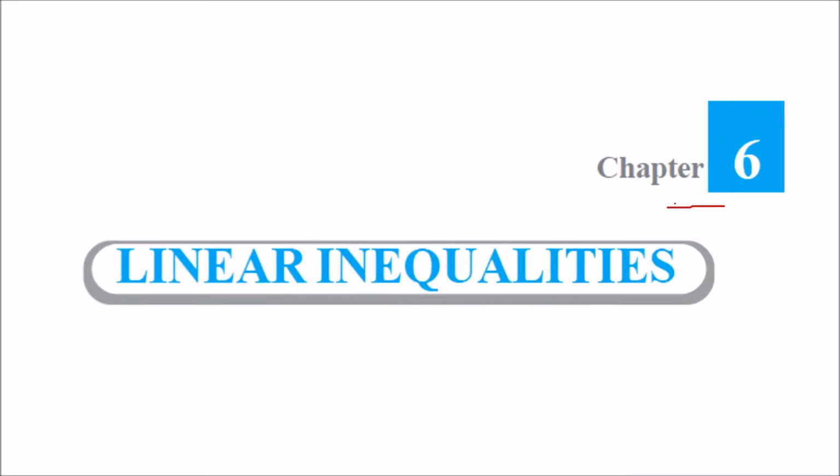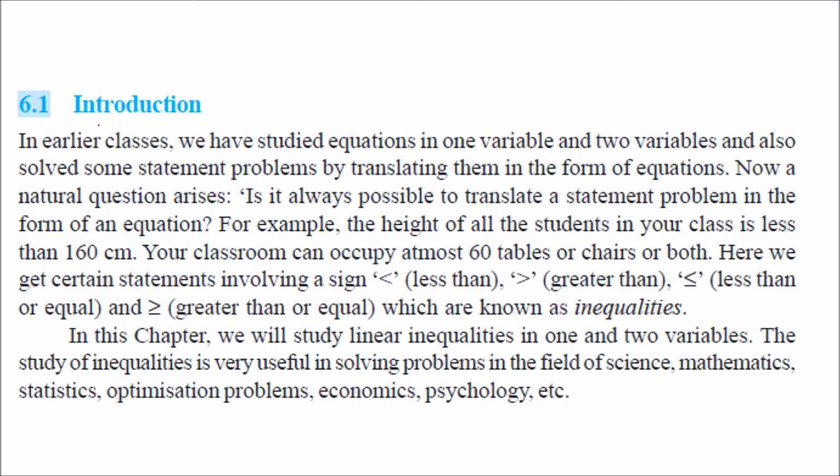This is chapter 6 of class 11th, linear inequalities. There are two words, first is linear and then inequalities. What are these? We are going to see. We have already seen in the earlier classes the equations in one variable and two variables, and also how the problem statement translates to the form of an equation.